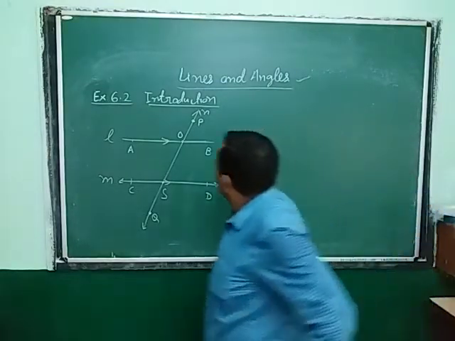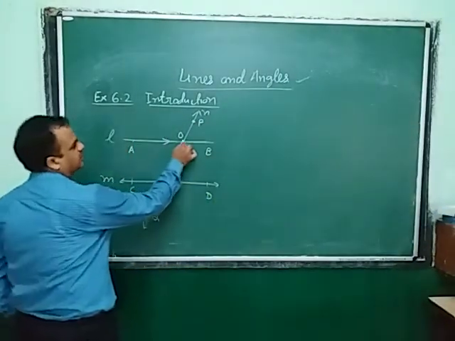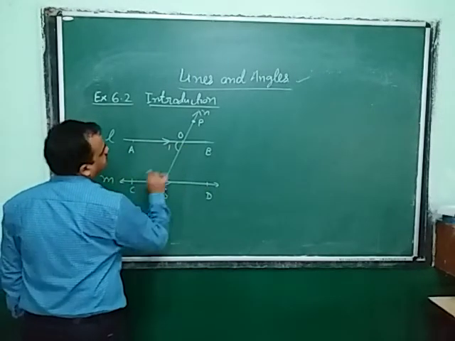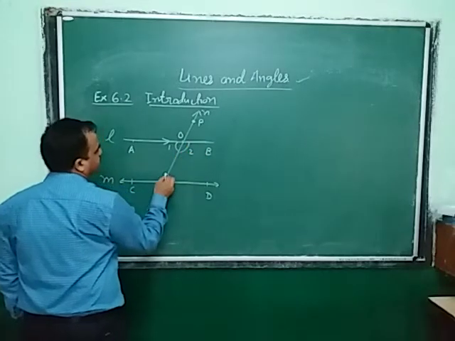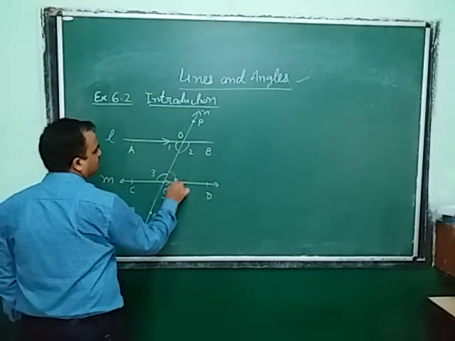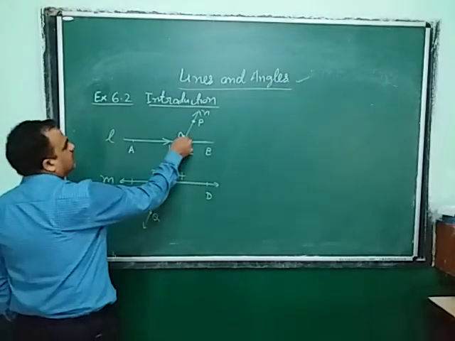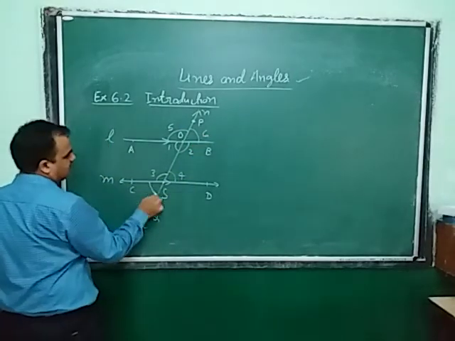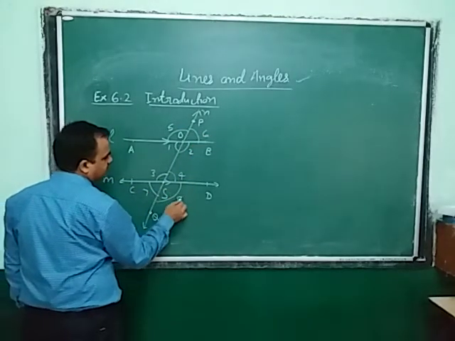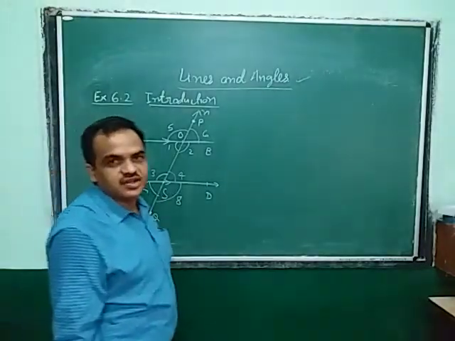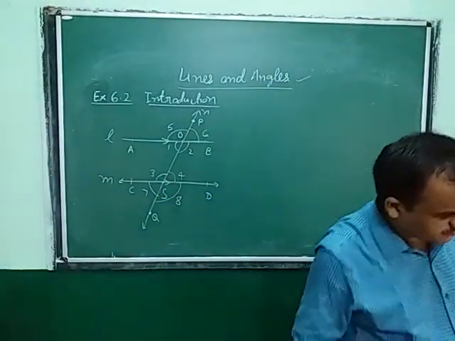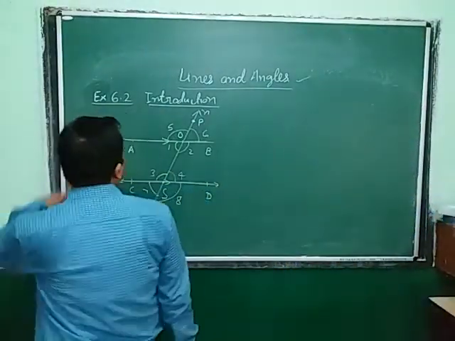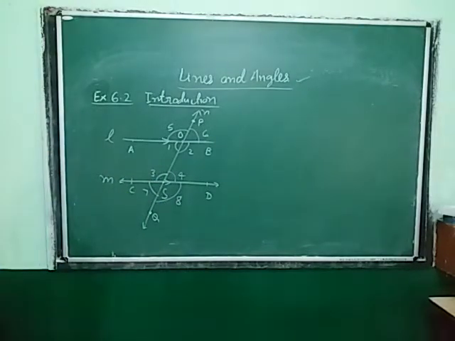Now here you will find certain angles. Let us name them. This angle, angle 1. This angle, angle 2. This angle, angle 3. This angle, angle 4. And here, angle 5. This is angle 6, angle 7 and angle 8. So we have these 8 angles. Now we will try to define these angles for our purpose.